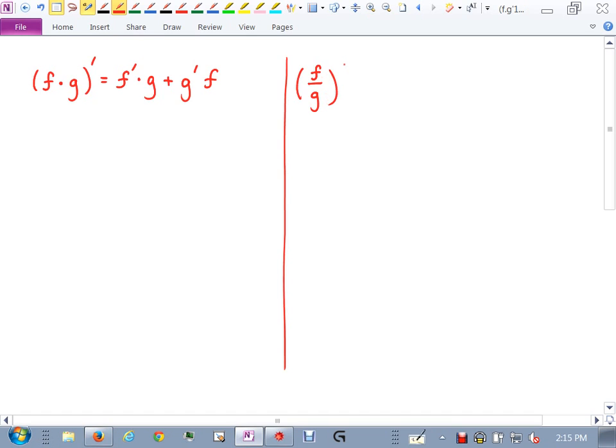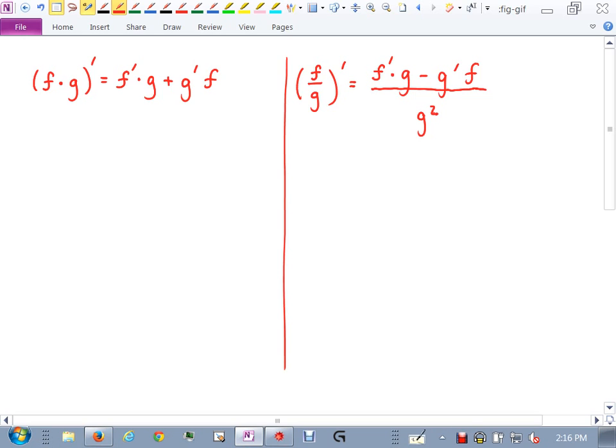And then I told you for quotient rule, it was f prime times g again, minus g prime times f, all over g squared, wouldn't it? That's what I gave you. That's the way I think you should learn it.